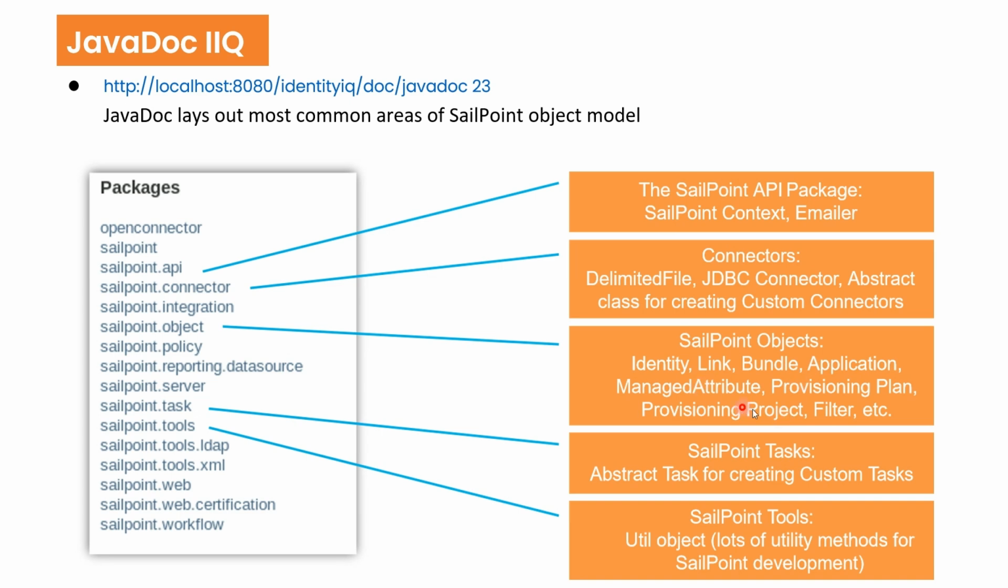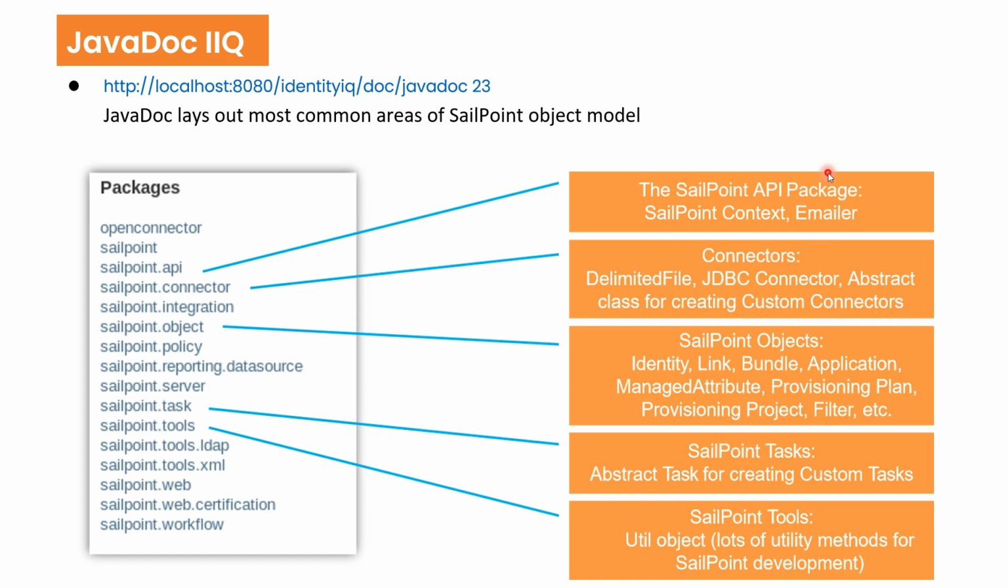Okay, so next we have SailPoint tasks, such as abstract task, for creating a SailPoint.task package, for creating custom tasks and all of that. Next we have tools like the util object. Tools like UI util, Java util package, SailPoint util package. Everything you would find in that util object, guys. Okay, cool. So there are some libraries which you need to refer to.